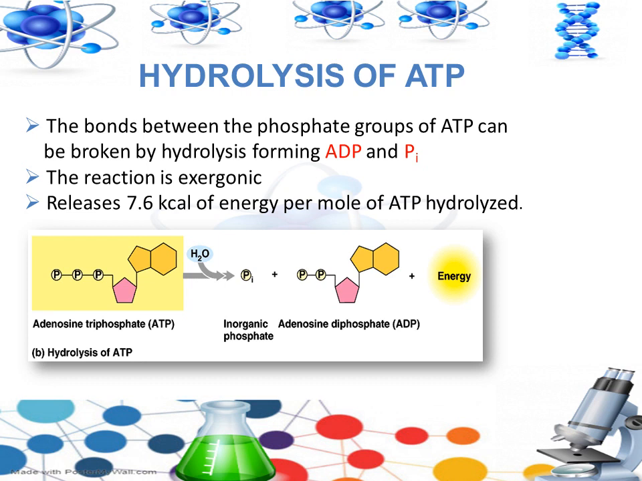What will happen? One phosphate group will be broken down, and it becomes inorganic phosphate, and now the compound is not adenosine triphosphate because it lost one of the phosphate groups. It will become adenosine diphosphate, and this is an exergonic reaction. And when we talk about an exergonic reaction, it means that energy will be released. So in this process, 7.6 kilocalories of energy per mole of ATP is released when hydrolyzed.